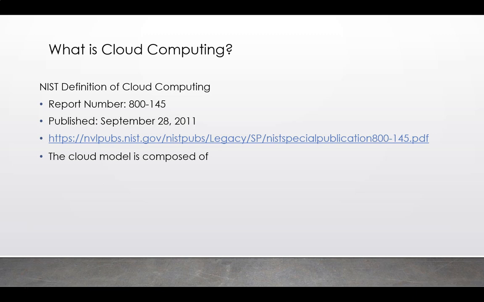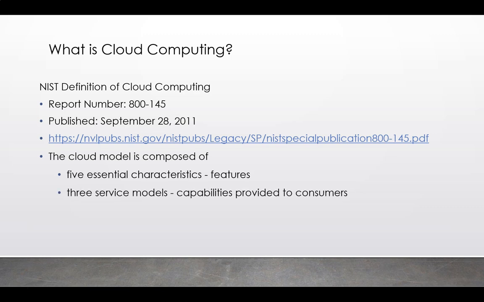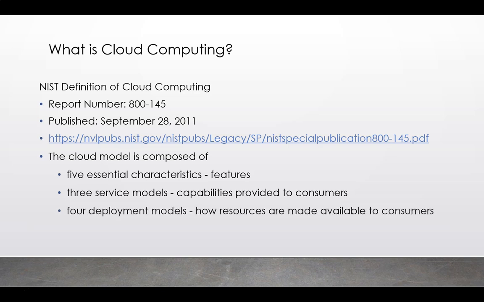The model that they suggest is composed of 5 essential characteristics which we could consider features of cloud computing, 3 service models that address capabilities provided to consumers, and 4 deployment models which describe how resources can be made available to consumers.